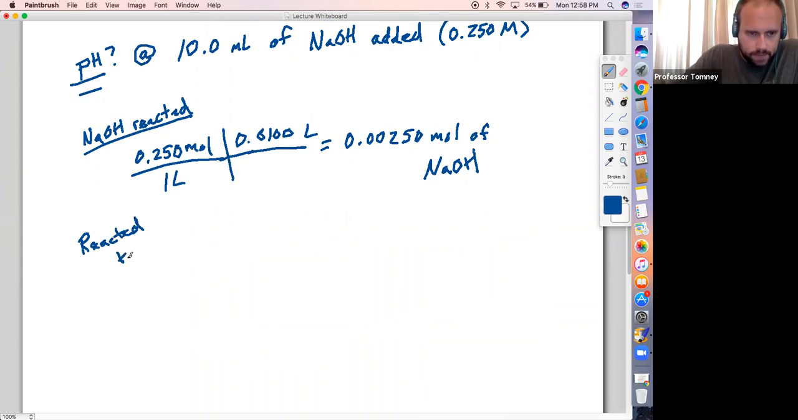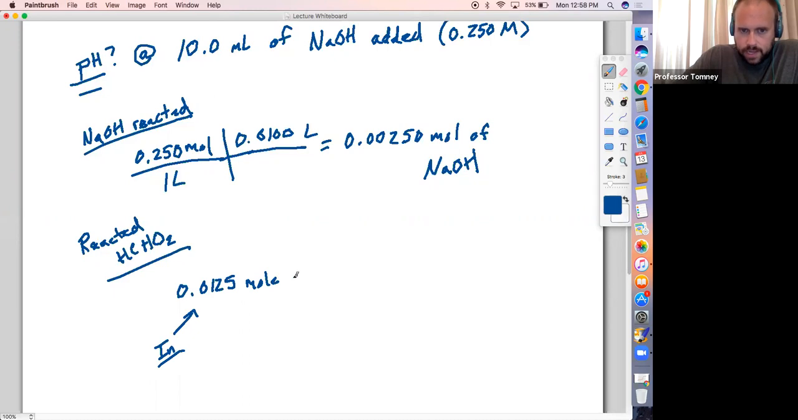formic acid. So I have 0.0125. This is the initial formic acid. We already calculated that at the beginning, right? And from that, I need to take the amount of sodium hydroxide because that's how much reacted. 0.00250 moles.